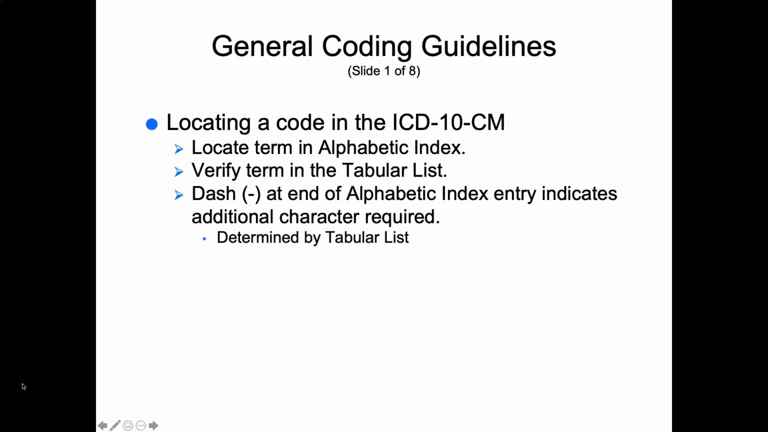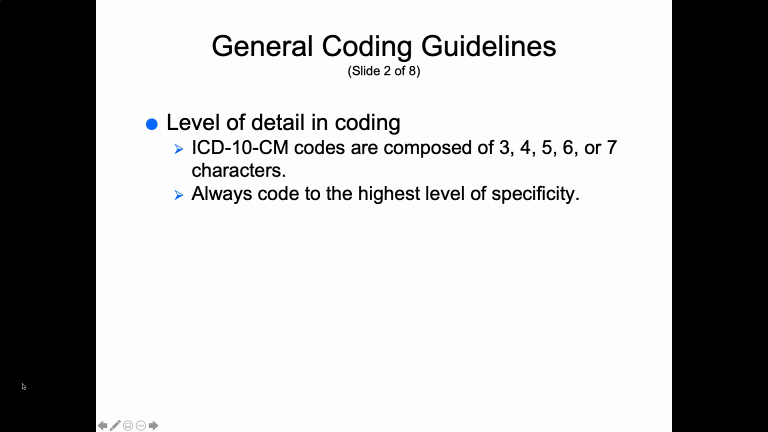Coding guidelines tell you again, start with the alphabetic index, then go to the tabular list. And again, you want to code to the highest level of specificity based on the documentation in the record. If your provider does not give you the specificity, you can't go there. You're going to have to back the code off to a more generic version. You always have to code to what you have in your documentation. If you think your provider can provide you with additional specificity so you can get to the code that you think it should be, then you can query the doctor, and we can talk about coding queries later.